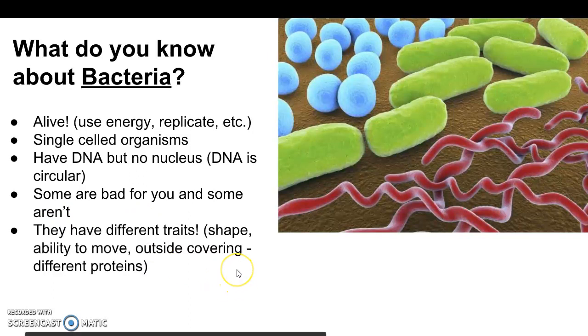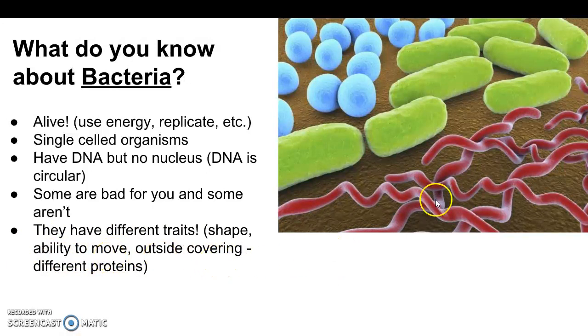And then one last thing that we know is that they have different traits. So for instance, this green bacteria, it's a rod shape. That's what this shape is called. This one's obviously round shape. And then there's some that are kind of a spirally shape like this. They might be different colors. They might be able to live in different places and eat different things. Some have the ability to move and maybe some don't.